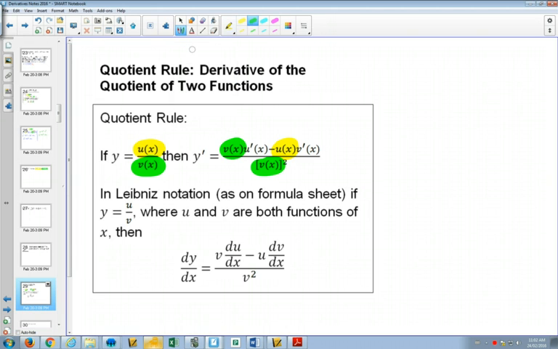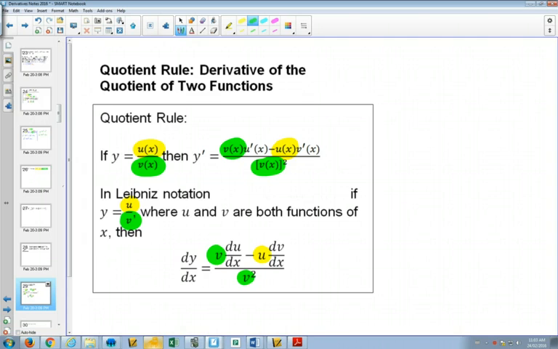You can take out this because you don't get a formula sheet, sorry. So you can white that out. And here it's the same idea. We have one function on top, one function on the bottom. Then you keep the bottom one the same, multiplied by the derivative of the top one, minus the top one the same, multiplied by the derivative of the bottom one, finally divided by the bottom one squared.